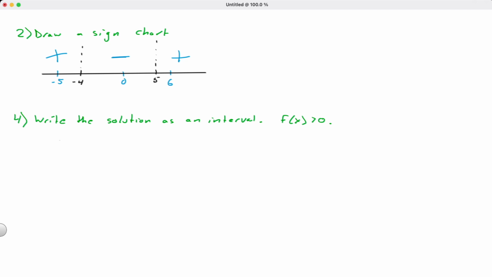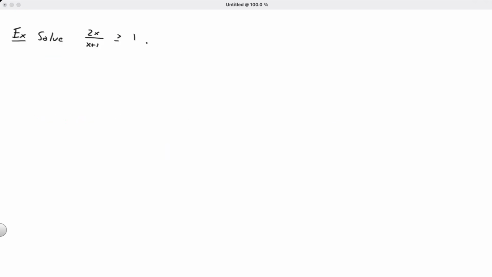Now, we have the region from -infinity to -4, right? That's everything here to the left of -4. And then we also have the region 5 to infinity. That's everything to the right of 5. And so all we'll have left to do is to combine those into one single solution by using a union. And so we have -infinity to -4 unioned with 5 to infinity as our final solution. Now we can apply that same sort of technique to solving rational inequalities as well.